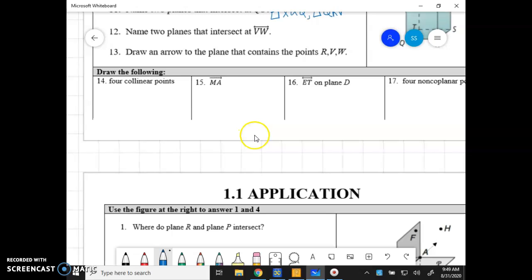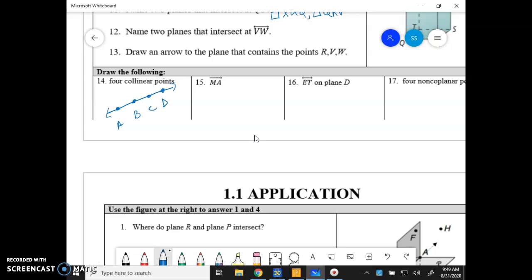Don't get confused by these. These are a lot easier than they look. It's just 4 collinear points. Collinear just means it's on the same line, right? So 1, 2, 3, 4. Label them whatever you want. I'm just going to do A, B, C, and D.